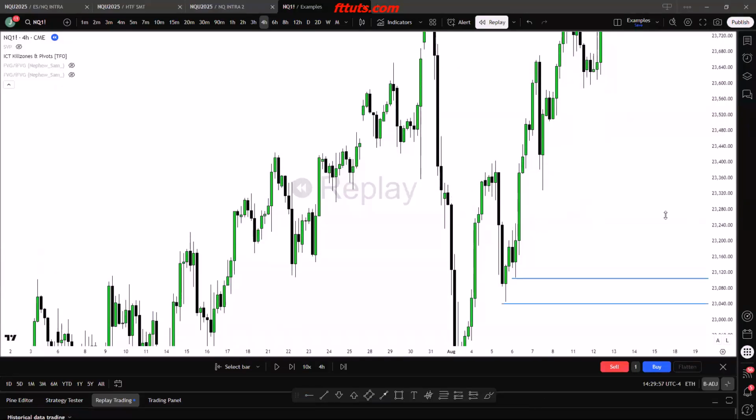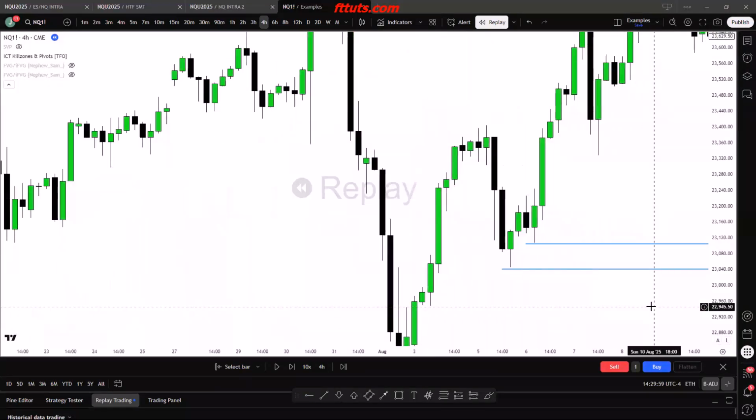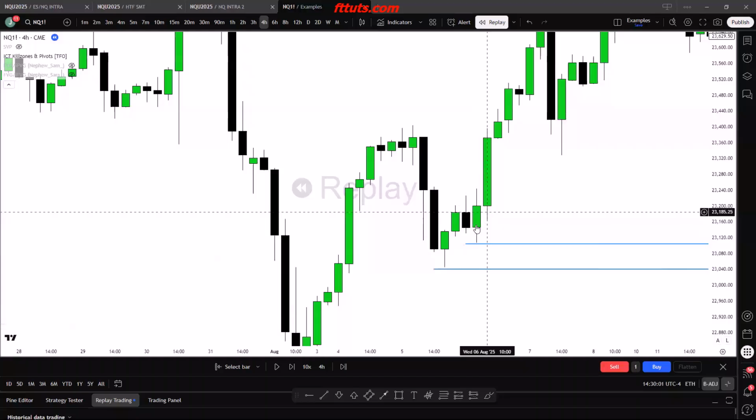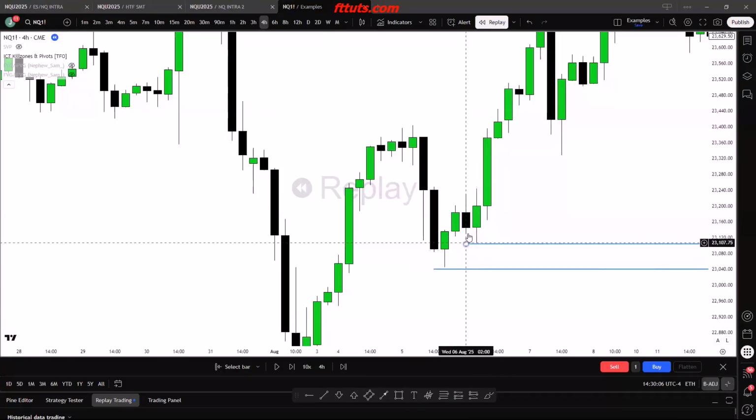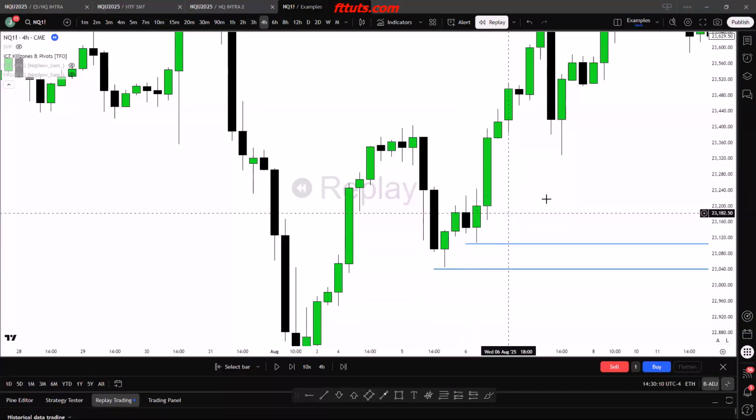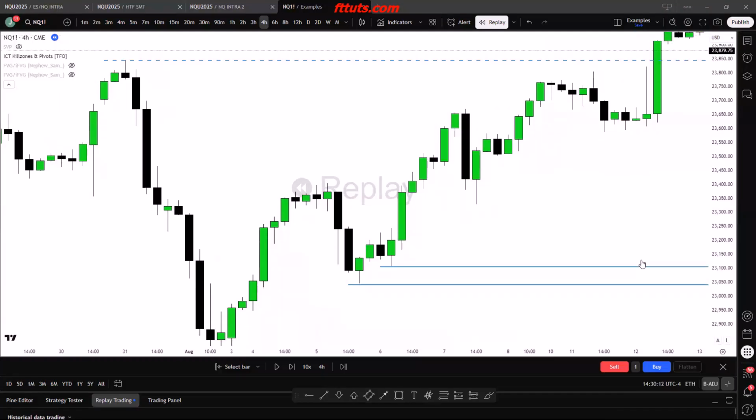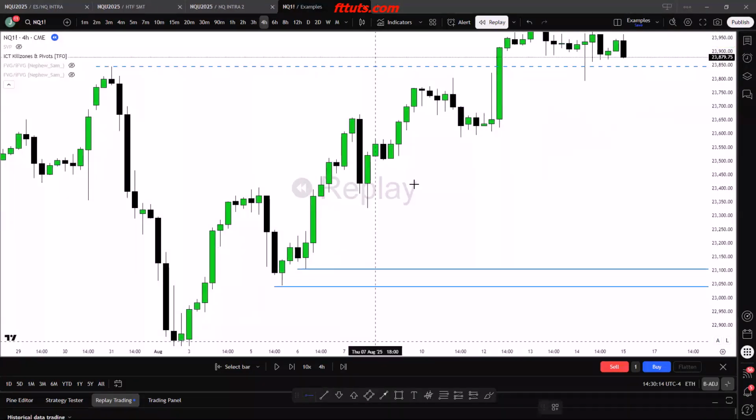Remember, any swing high or low is going to be a 3-candle formation with the middle candle's low lower than the two sides. This is a swing low. And you want to mark all of these swing lows. Okay. This is a swing low.